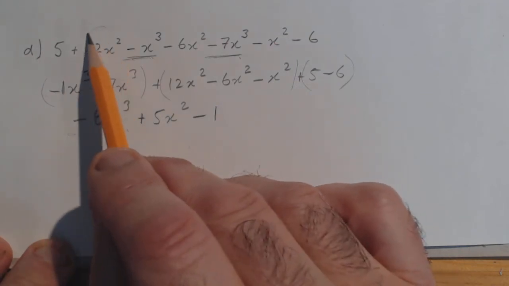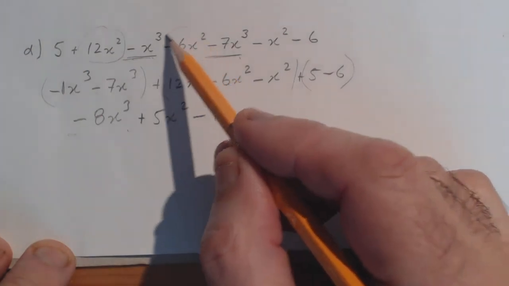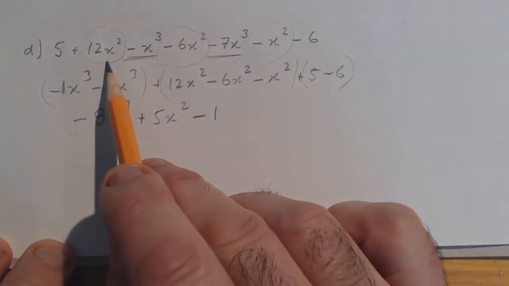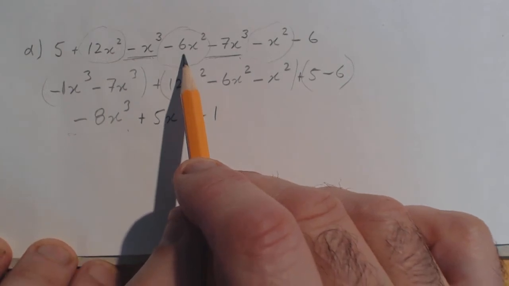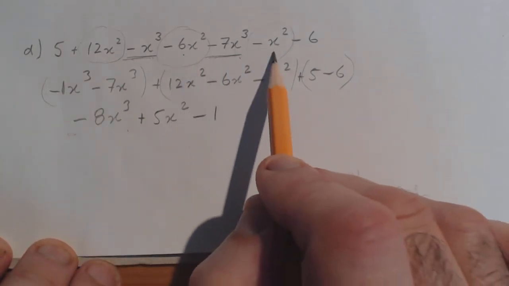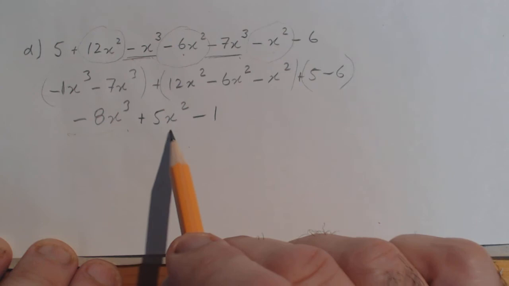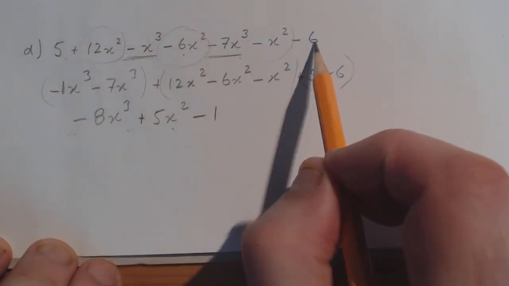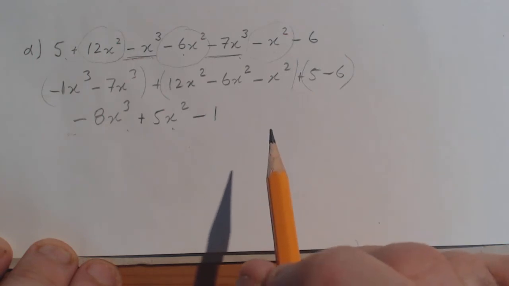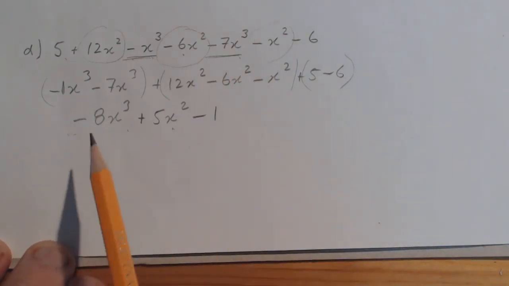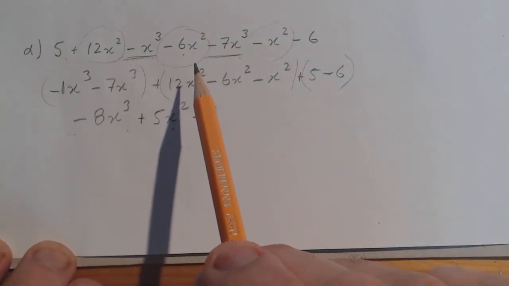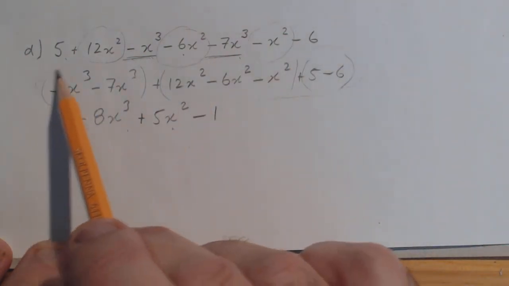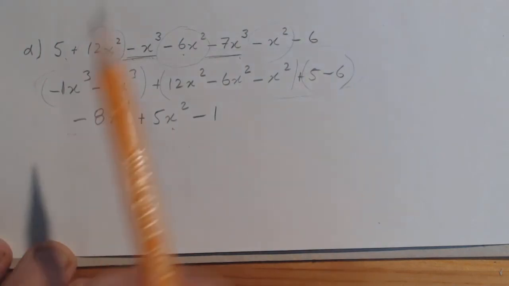And then I can see, okay, we have a 12x squared, a minus 6x squared, and a minus x squared. So 12x squared minus 6x squared is 6x squared, minus x squared is 5x squared, so you write that immediately. And then you simply go 5 minus 6, negative 1. But as I said, to minimize errors, I would suggest to do this middle line here.